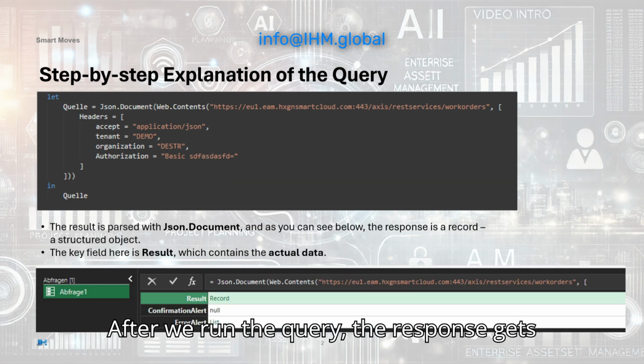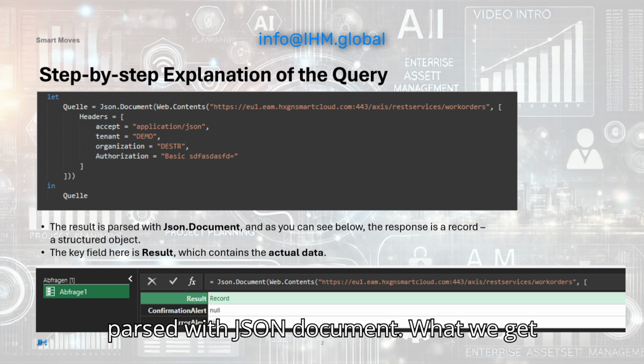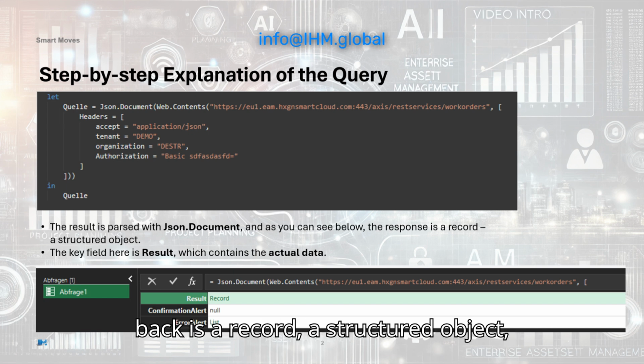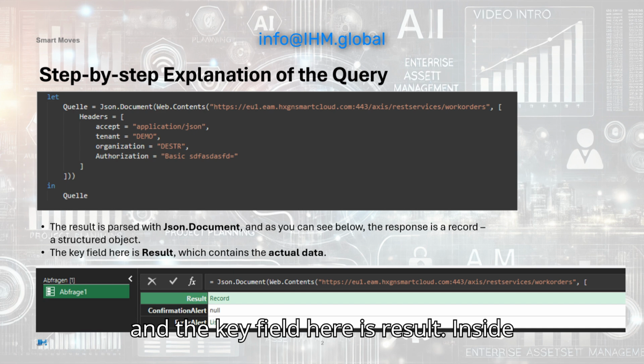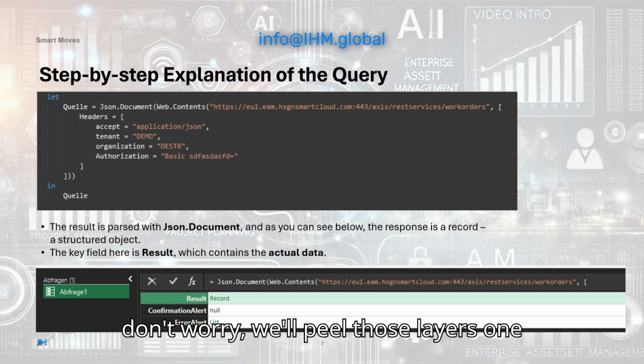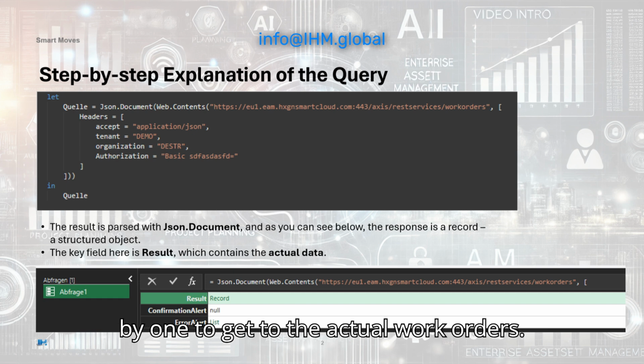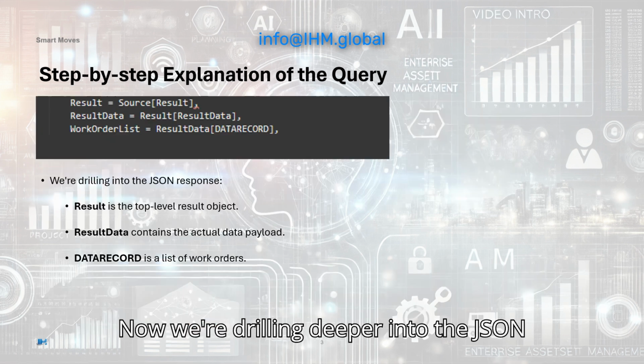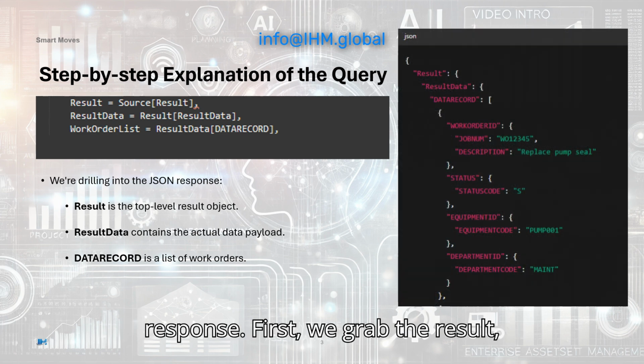After we run the query, the response gets parsed with Json.Document. What we get back is a record, a structured object, and the key field here is result. Inside result, things are still nested, but don't worry, we'll peel those layers one by one to get to the actual work orders.